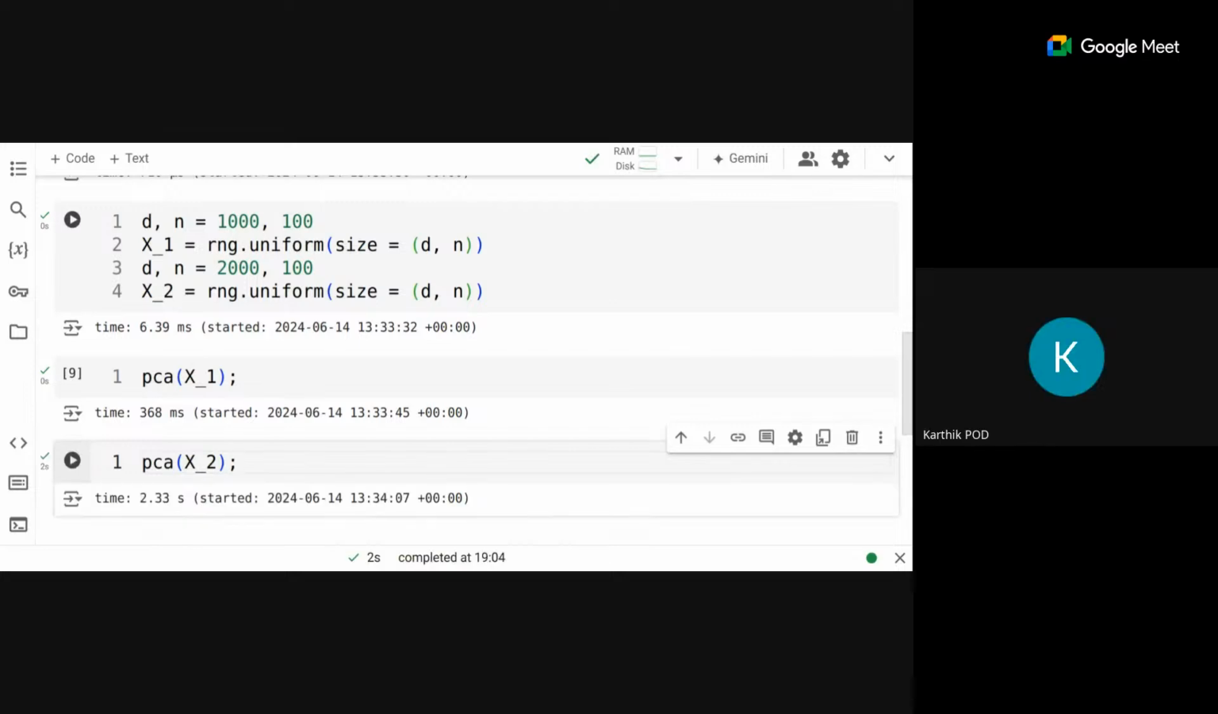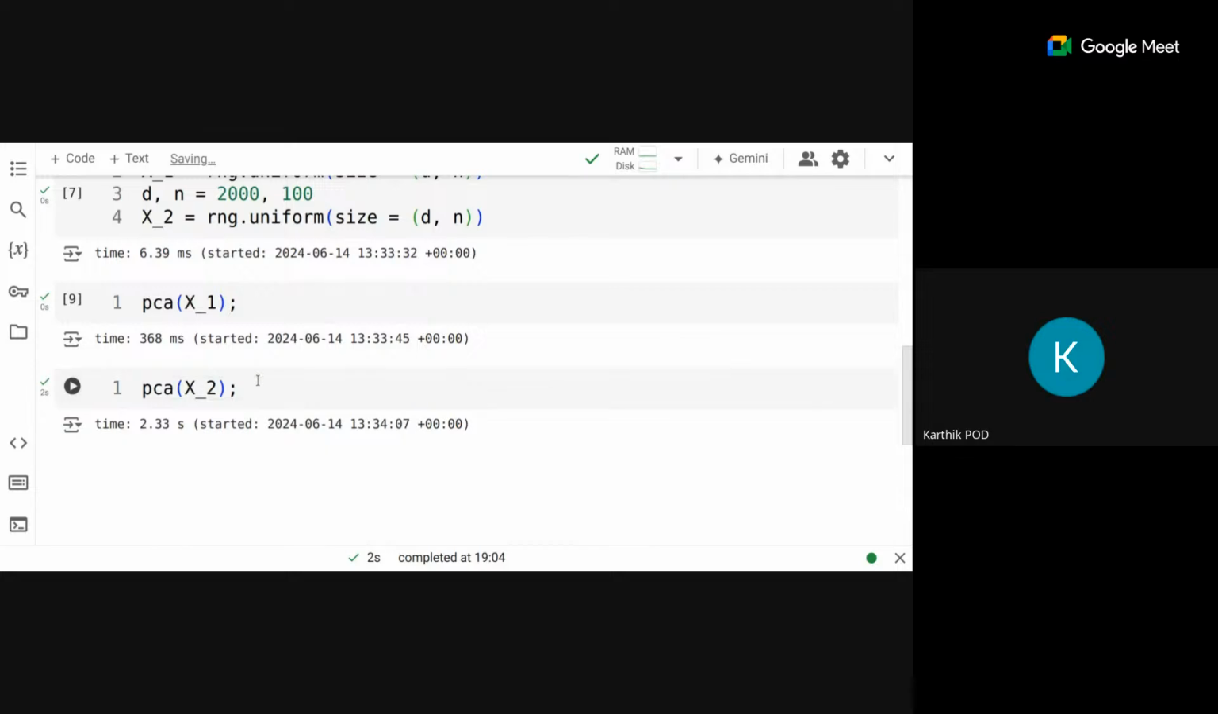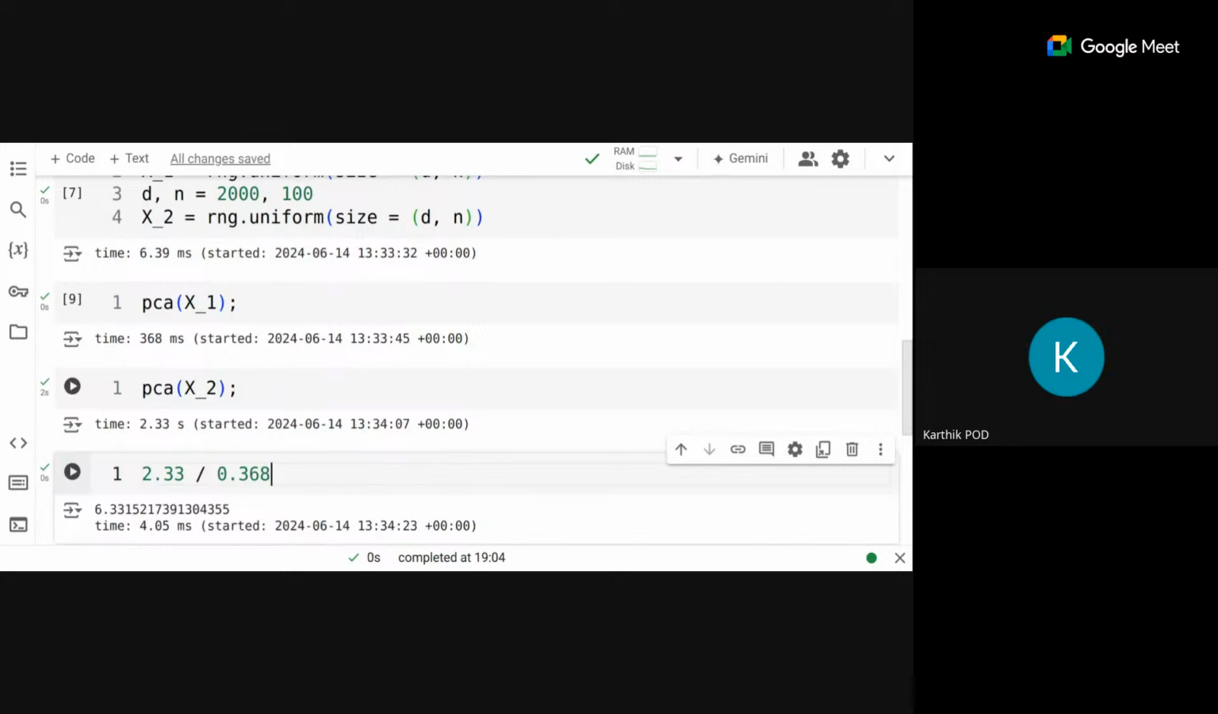Correct. So it takes 2.33 seconds. Roughly, if you think about it, 2.33 seconds divided by 0.368 seconds, that is roughly 6 times more. Ideally, it should take 8 times more. So this is what we mean when we say O of D cube. If you double the number of features, the time becomes 8 times.